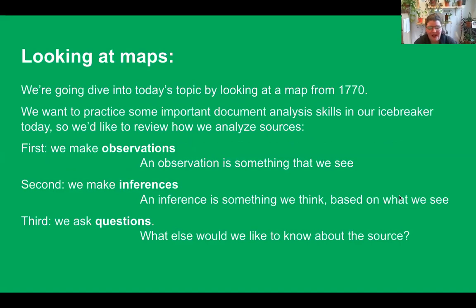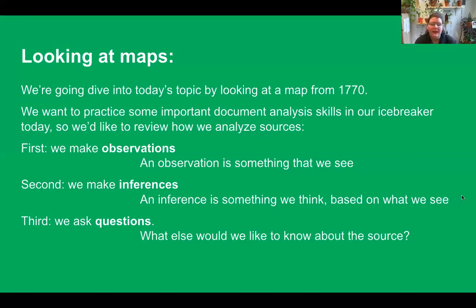Let us talk about the first skill that we are going to be reviewing. This skill is super fun, and it's one of my favorite, literally because of its easy nature. Our first term is going to be an observation, right? An observation is something that we see. Our next term is an inference. Inferences will build off of your observations, right? An inference is something that you think based off what you see, right? And finally, while we're doing a source analysis, we always want to ask questions, right? What else would we want or like to know about the source that we're looking at?